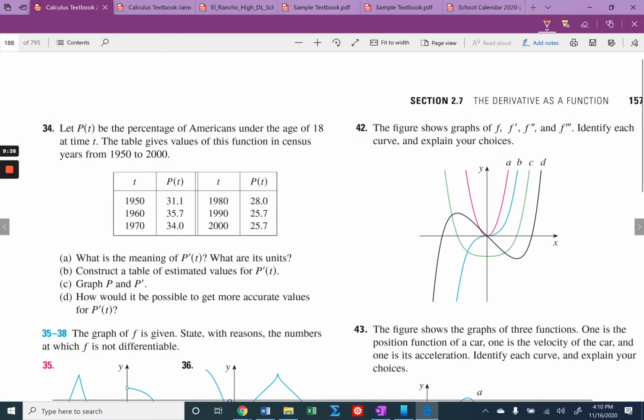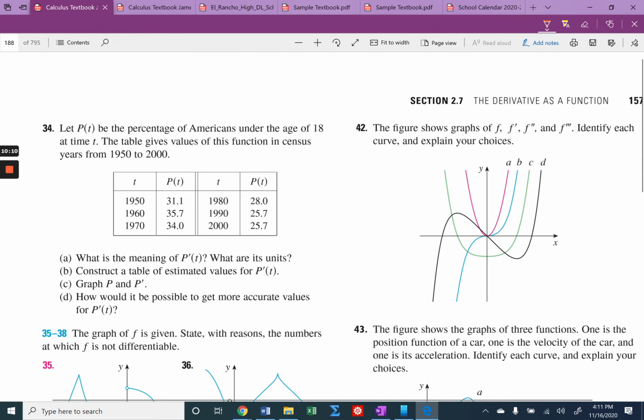Construct a table of estimated values for P prime. Remember, we did this all the way back in day 1 or 2 from the beginning of the class. I know we didn't use P prime back then, but back then we were trying to estimate rates of change, estimate slopes of tangent lines, and we estimated those things with either the slope of a secant line for the tangent line, or, for an instantaneous rate of change, with an average rate of change. So that's what you're going to do here.